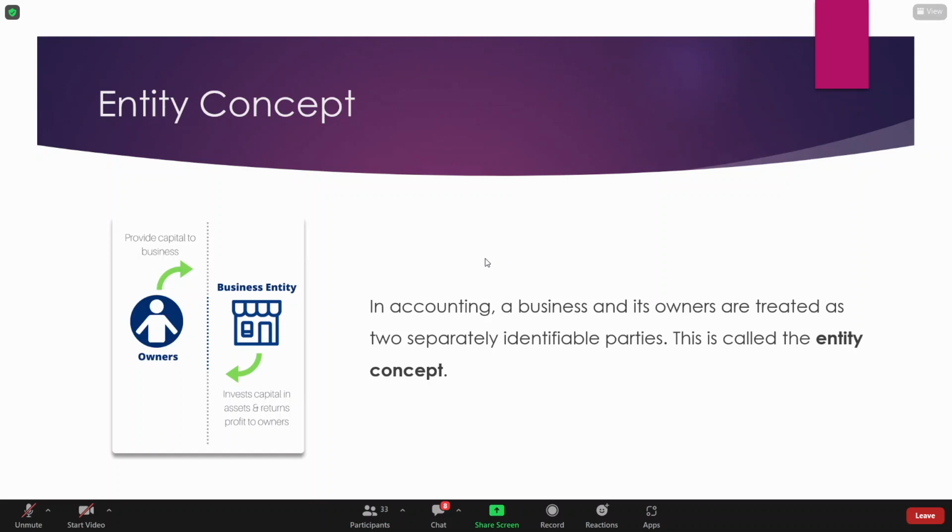So owner of the business are separated from the business. In accounting, a business and its owners are treated as two separate identifiable parties. That is called entity concept. So there is a business, there are owners, but they are two separate parties.